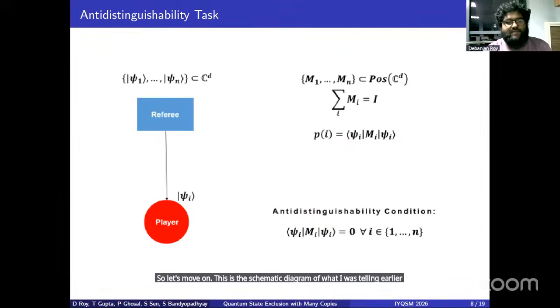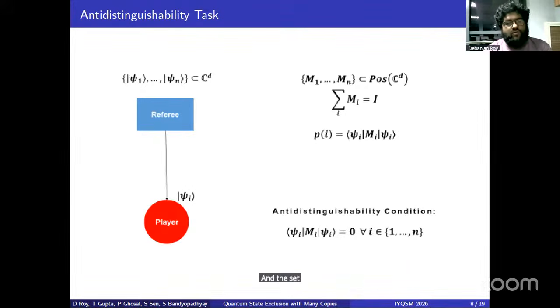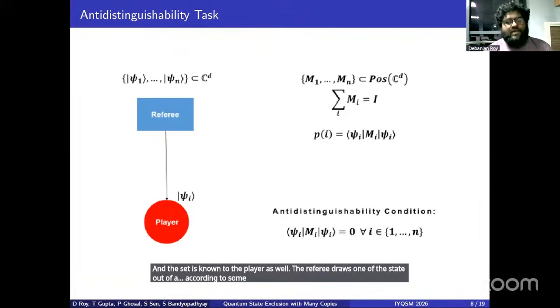There is a referee, there is a player, and the referee draws, conceptually, one of the states out of the set, and the set is known to the player as well. The referee draws one of the states according to some probability distribution and hands it to the player, and the referee asks the player, which state have I not given you?